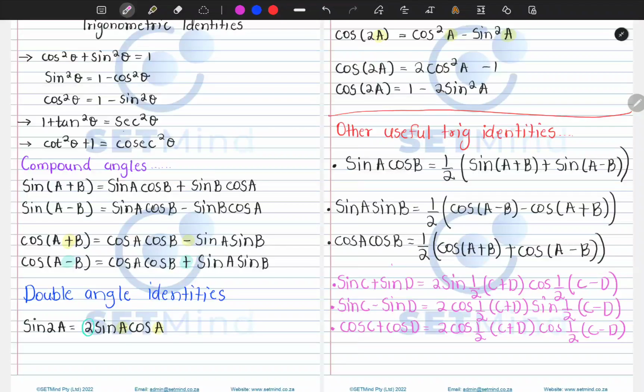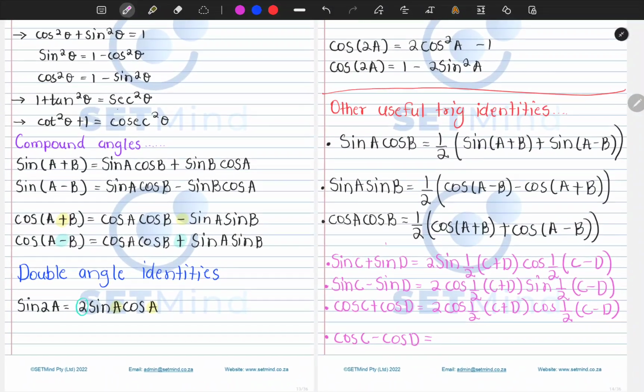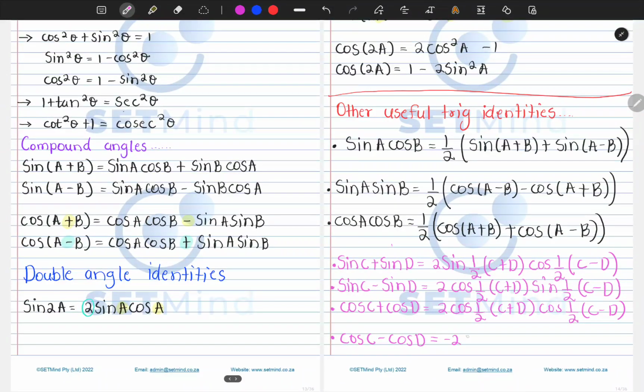Then let's put up the last one, which is when you have minuses. So when you have cos of c minus cos of d, this will be equal to minus 2 sine of half of the angle c plus d, and then sine of half the angle c minus d, like that.